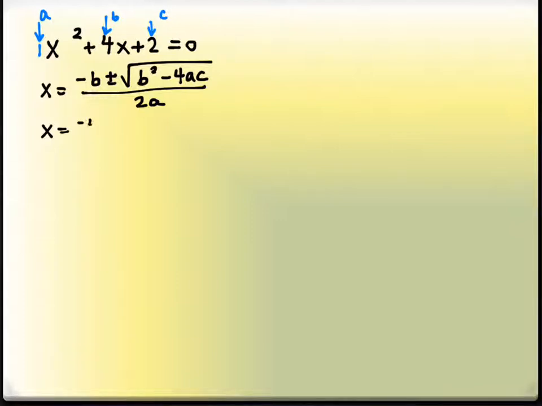So I have negative 4 plus or minus what? 16 minus 4 times 1 times 2. That's going to be my 8, yep. And then all over 2 times 1.